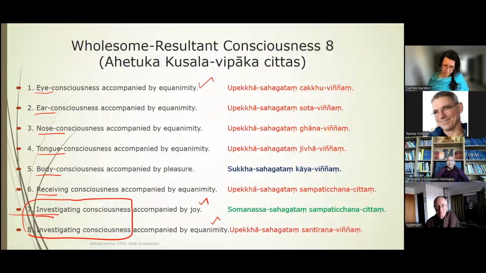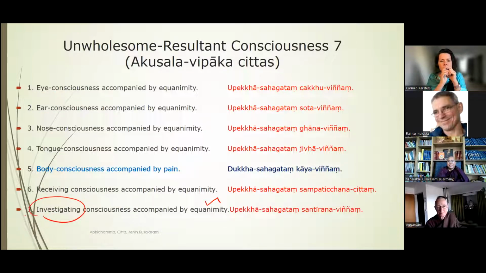You see only pleasant and desirable objects here in Western countries. But because of some people in Ukraine, every day people are afraid. People are talking about the war, about weapons, about the nuclear. This is unwholesome resultant consciousness.